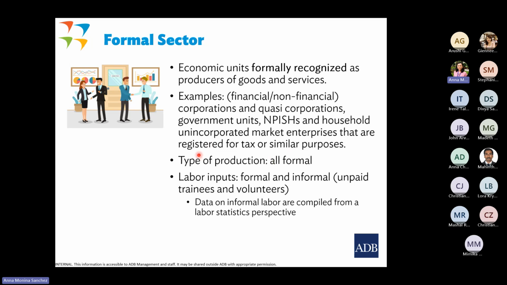All types of production are formal, but their labor inputs may comprise formal and informal inputs. So here we see the difference between informal production, informal economy, and informal type labor inputs. Even though we have a formal sector, although the types of production or the goods and services they produced are formal in nature, the people employed to produce such formal types of production may not all be formal. So we have some unpaid trainees, volunteers, or workers that are not recognized. But the data on informal labor are compiled from a labor statistics perspective. So this number may not be complete, but at least there should be efforts to determine the informal labor inputs comprising your formal sector. Okay?